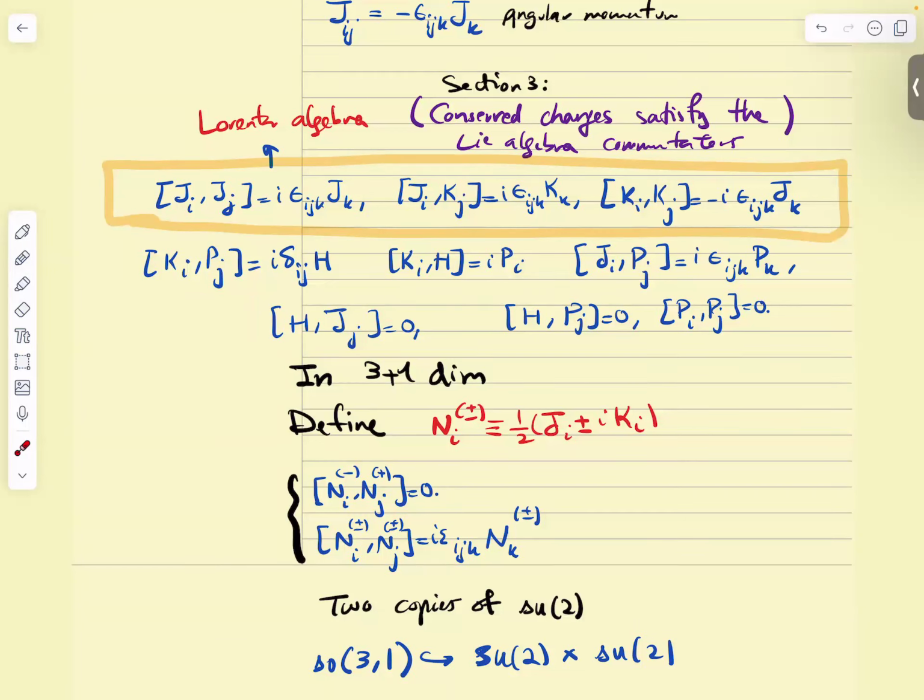It looks like SU2 times SU2 is a cover of SO(3,1). It's not quite true. We'll see that in a second, but almost. I haven't defined cover for you, right? I've just said the words. We'll define it.